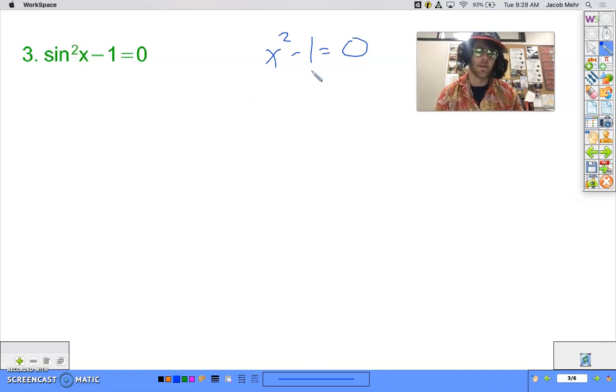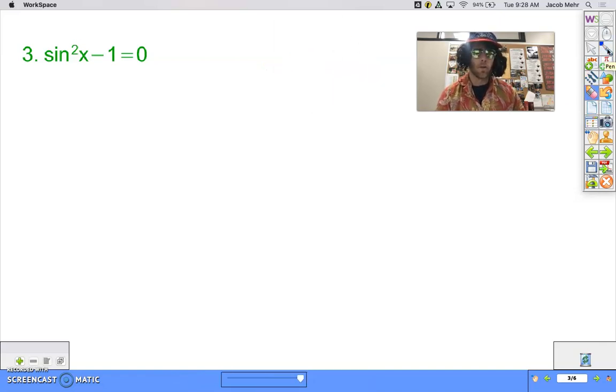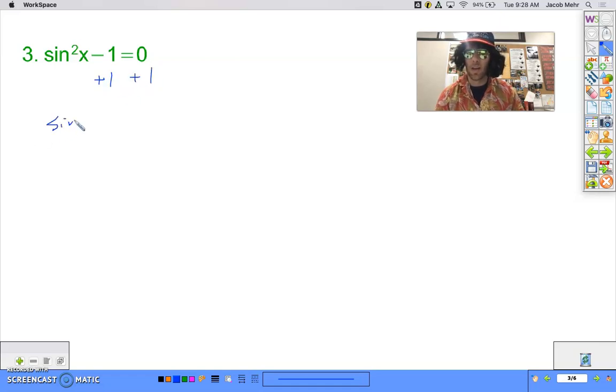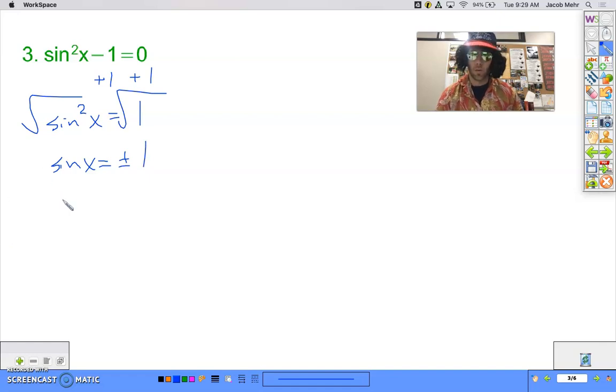So how can I solve this? Well, I can add 1 and take the square root to solve, or this is a difference of perfect squares, and I can solve it by factoring. It's totally up to you. What I'll do on this one is the add 1 route, and we have sine squared equals 1. Let's take the square root, and we get the sine of x equals plus or minus 1. So really, the sine of x equals 1, or the sine of x is equal to -1.